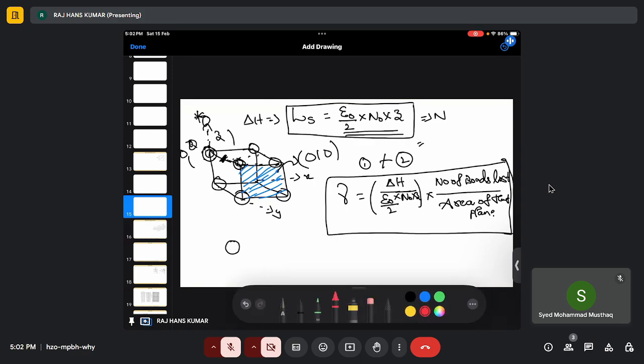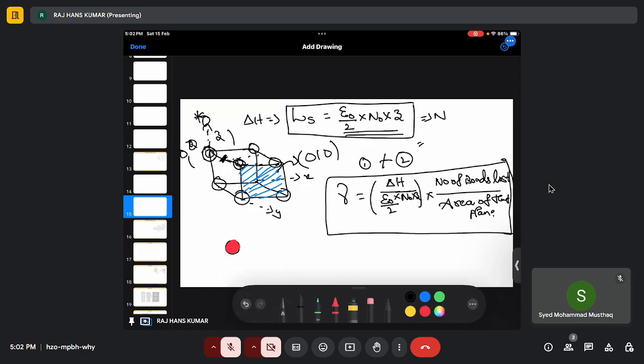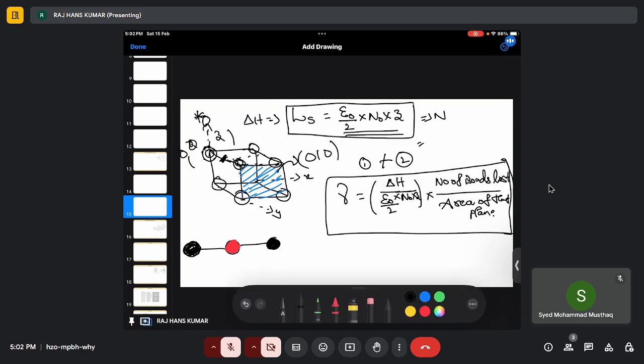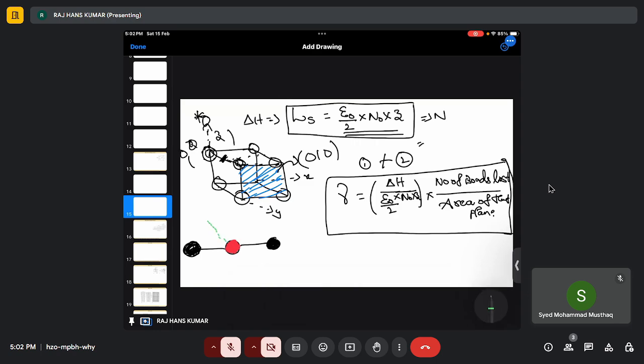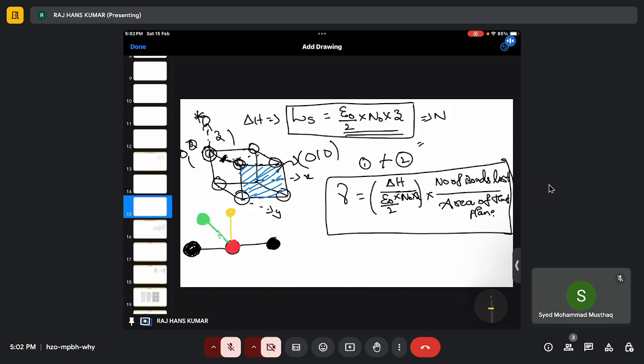Now, let me draw it. Suppose this is my atom, this is my main atom. Now, atoms on the left, atoms on the right. Let's assume they are the same size and the same type of atoms. Now this is my focus atom. Now what about the atoms on the back? These are the atoms on the back. Now, one is the atom above, above the unit cell, and the atom below, the bottom one.